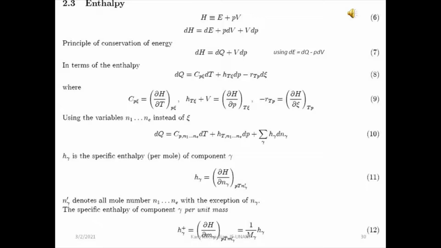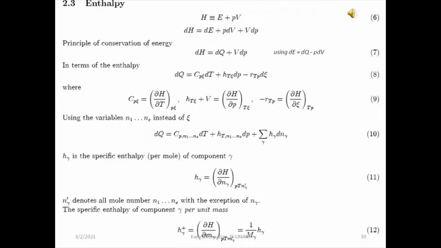Here in equation 11, the variables which are held constant are the pressure, the temperature, and all other mole numbers except the mole number that we are doing the differential with respect to. So that this n prime gamma denotes all mole numbers n1 to nC, with the exception of n gamma, the one that we are doing the differential with respect to.